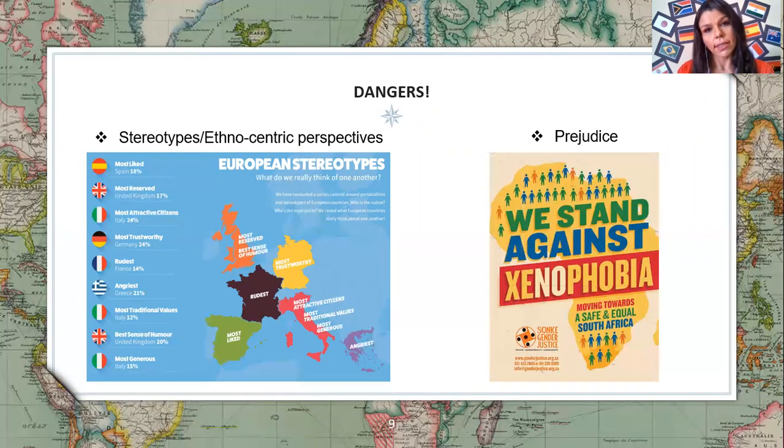Another danger is prejudice. In some developed countries, people have prejudice against foreigners. This advertisement shows a campaign against xenophobia in Africa because people fight for a safe and equal world.